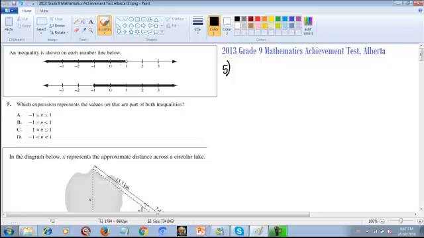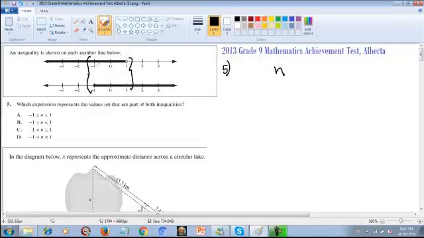There are two inequalities, this one and this one. This inequality starts from 1 and goes below 1 to minus infinity. This is a hollow circle, which means 1 is not included. In this inequality, minus 1 is included because this is a solid circle. The question is which expression represents the values that are part of both inequalities. Both these inequalities are within this area.